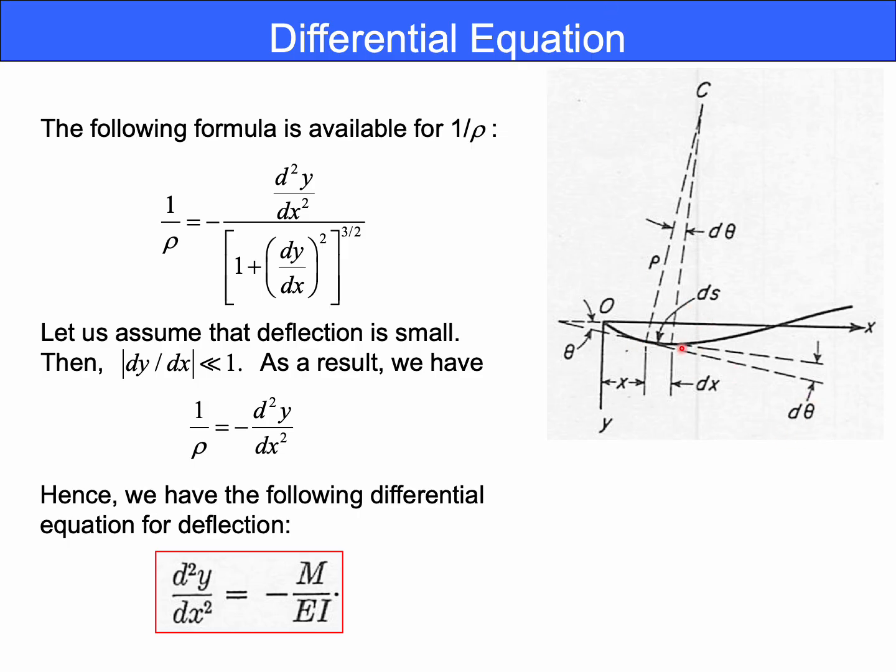ds is the arc length. d theta is the change in slope. Rho is the radius of curvature. To understand this and this and this, you have to look at this diagram.